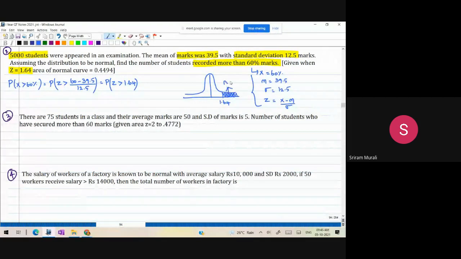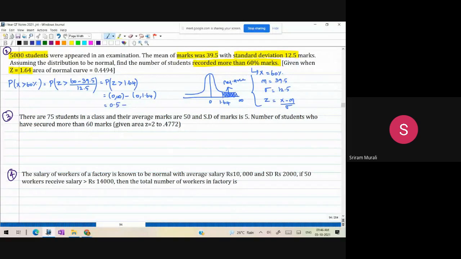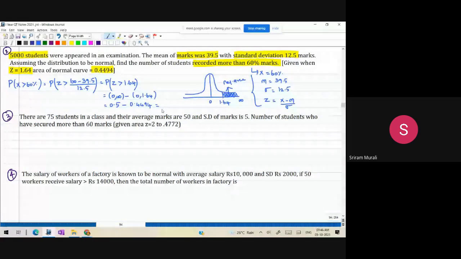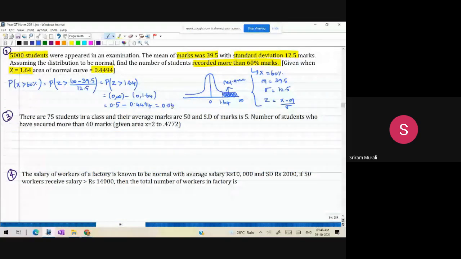What I have to do? I should take the total area 0 to infinity, where I should subtract the 0 to 1.64. Then I will get the required area. In the total area, 0 to infinity, subtract this portion, then we will get this. So this is equal to 0.5 minus, what is this value? 0.4494, which is given here. So this is for one student. For one student in 5,000 whose mark exceeds 60%, the chance is 0.0506. This is for one student.